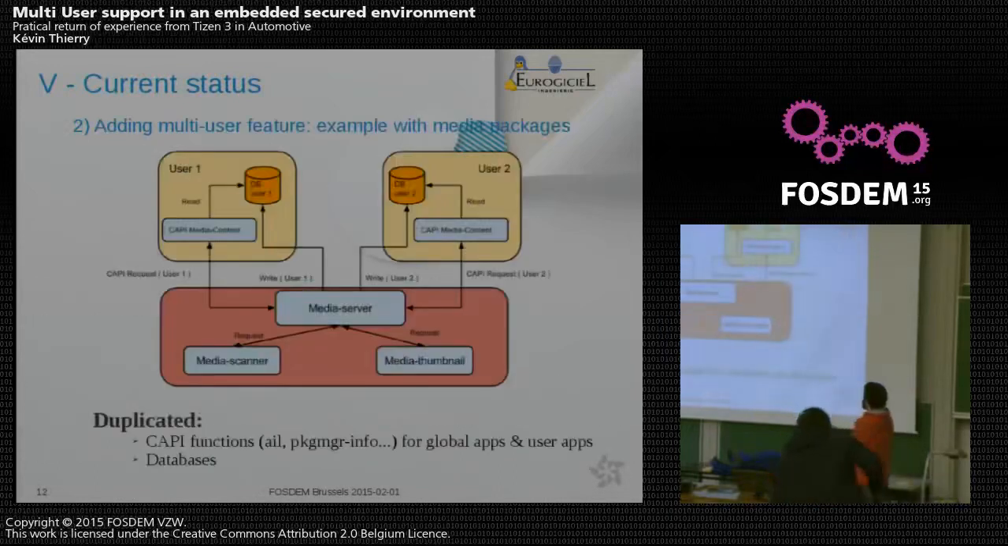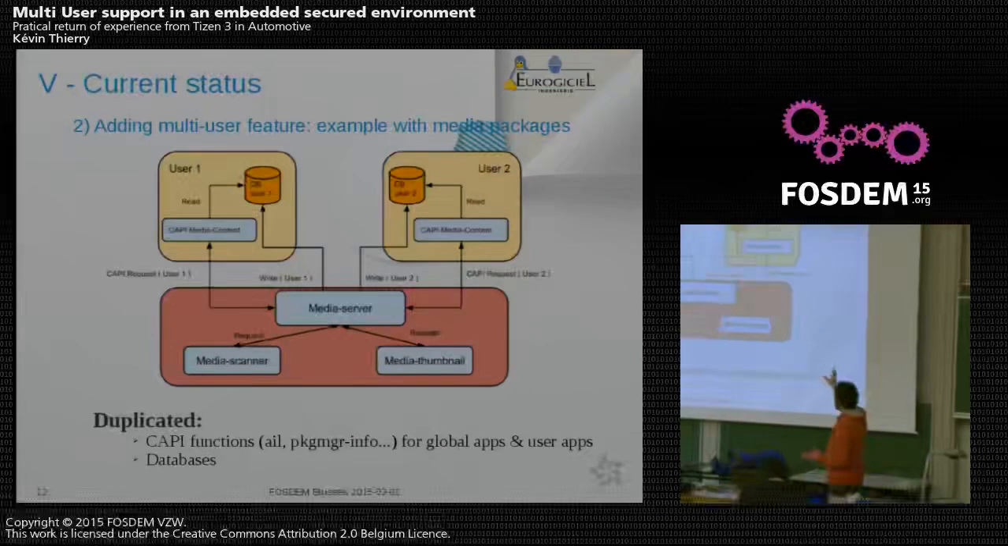So here is the example of the media package. What changed between what we have right now and what we had before is that right now we have two databases in the user environment. Before we had only one database, and we didn't have the duplicated CAPI media content functions. It was as if we had only one user, and everybody was using the same database.